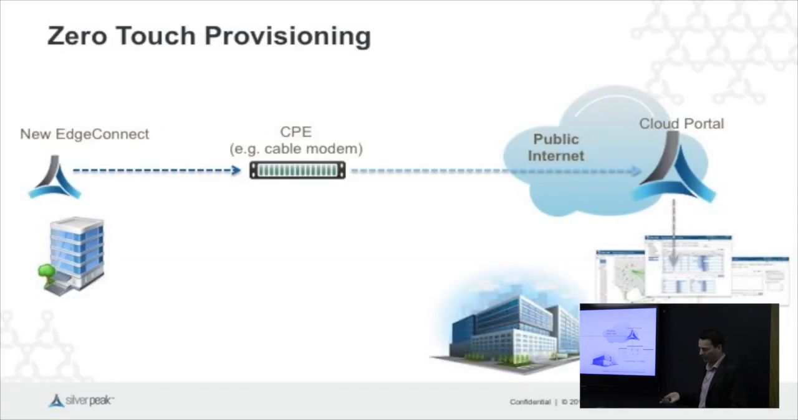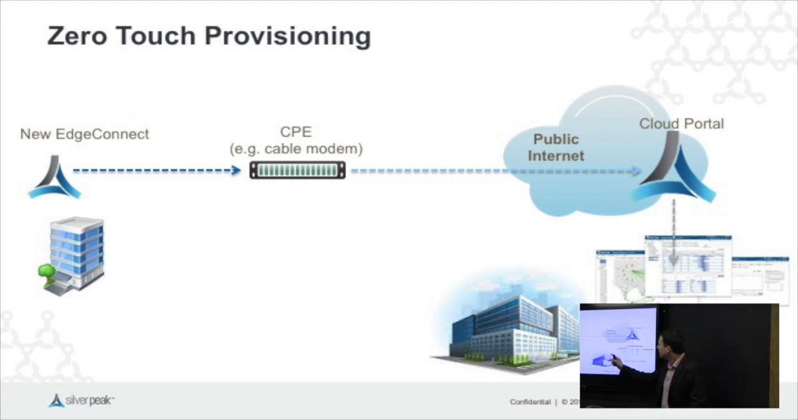Zero touch provisioning. We now have the capability to bring up a branch with internet-only access. At ONUG, we have the capability of doing MPLS provisioning. With this, we can have dual uplinks, internet uplinks from the branch, and you can essentially do zero-touch provisioning without an MPLS network. So that's what we call the enhanced zero-touch provisioning within the EdgeConnect family.